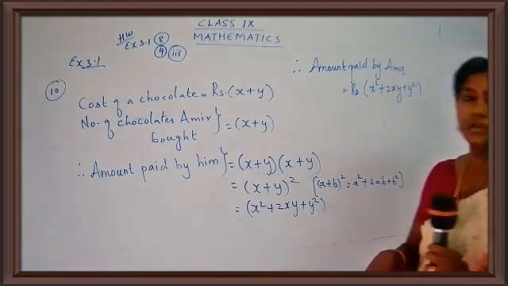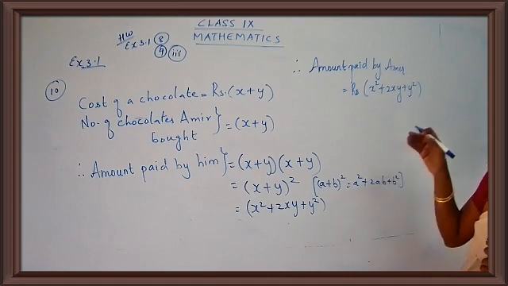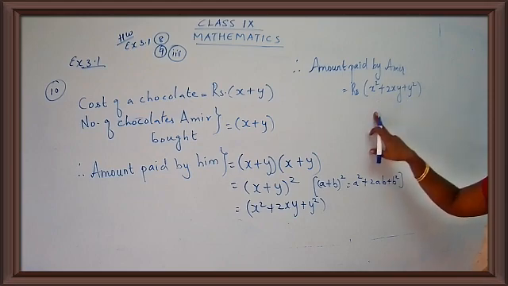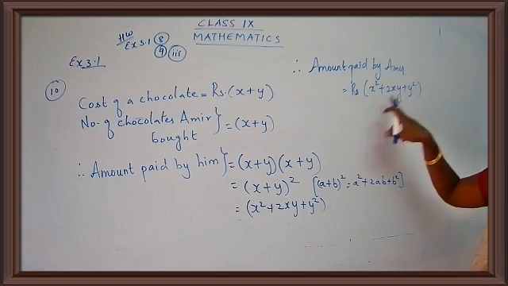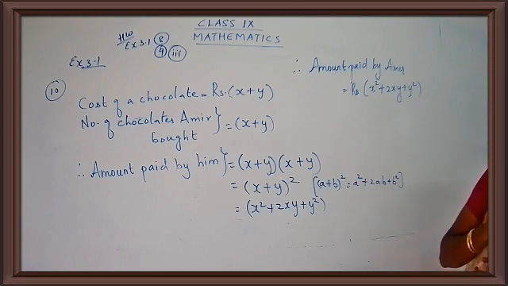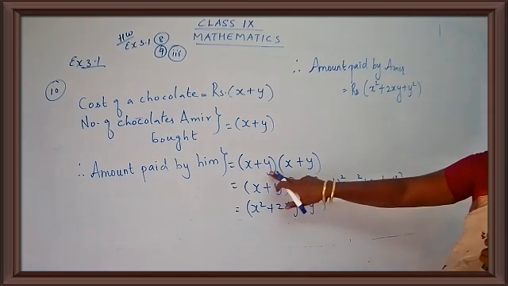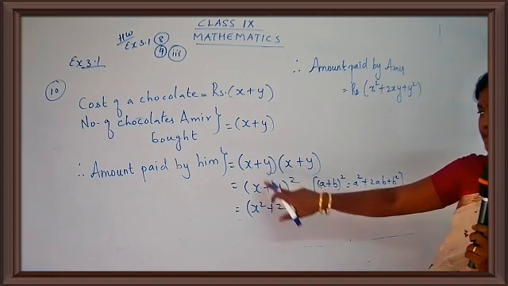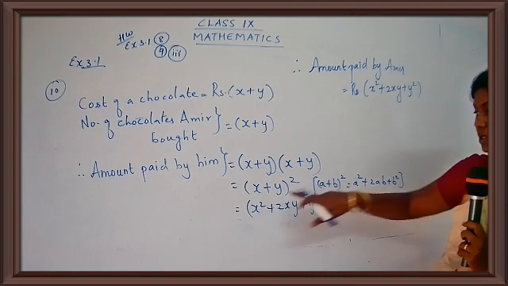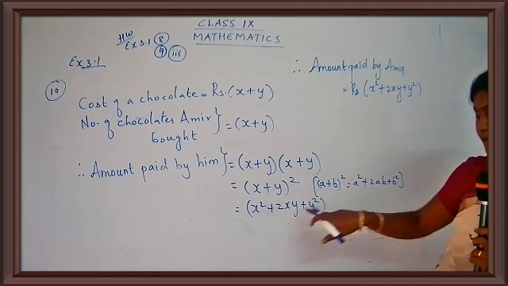What was the question? The question was to find out the amount paid by Amir in terms of x and y. So we have found the answer in terms of x and y. What is there in the answer? In the answer you have x and y. So this is the answer in terms of x and y. Are you clear with the question, children? So what is the formula for finding amount? You have to multiply the cost and the number of chocolates. So x plus y into x plus y, you get the answer as x plus y the whole square. So x plus y the whole square means you have to apply the identity. So x square plus 2xy plus y square.